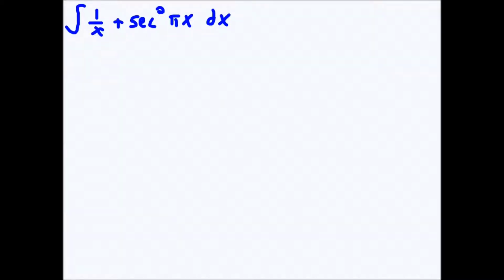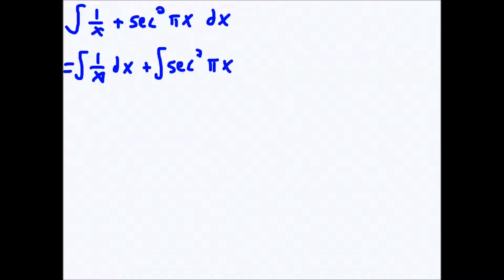Alright, let's look at another example of integration with u substitution. Let's say that I have the integral of 1 over x plus secant squared of pi x dx. Well, because I see I have addition here between these two terms, I know that I can break up my integral as the integral of 1 over x dx plus the integral of secant squared pi x dx. From here, we're going to evaluate these two integrals separately.